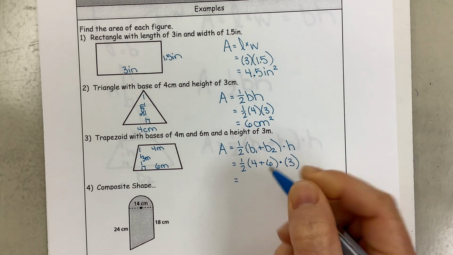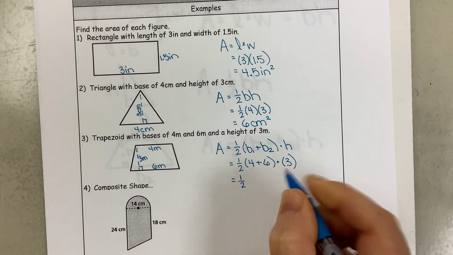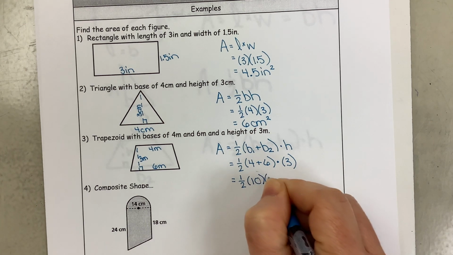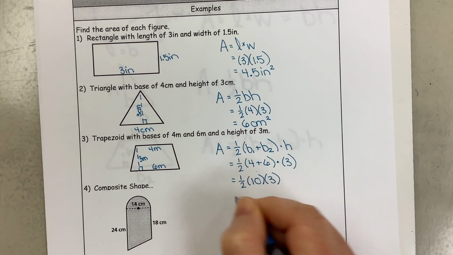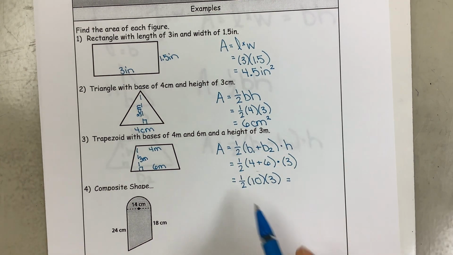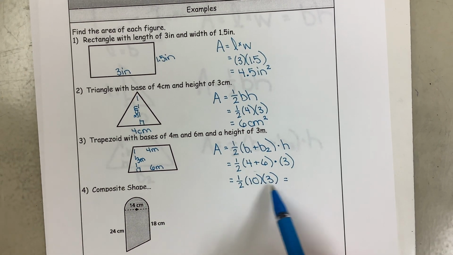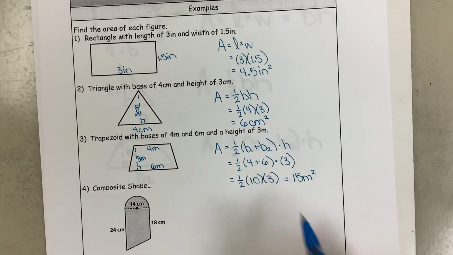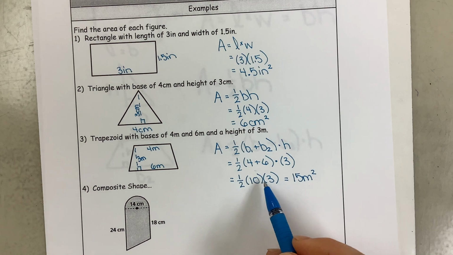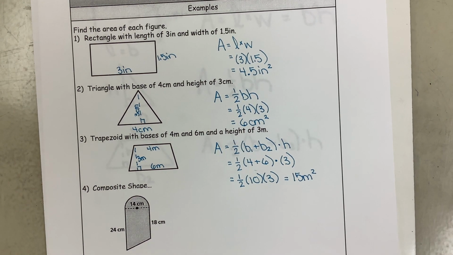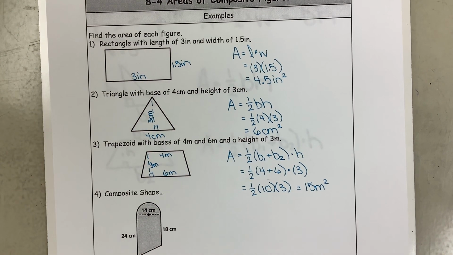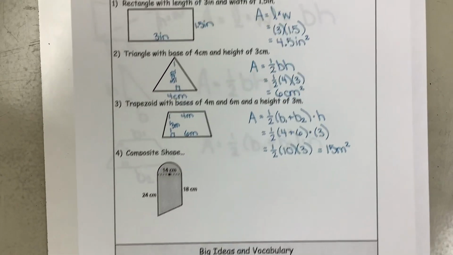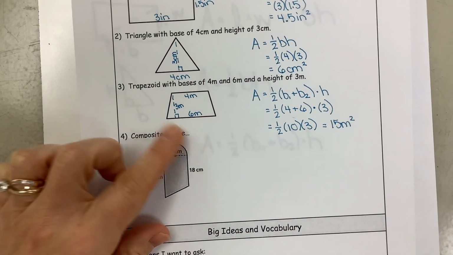Now, we have to follow PEMDAS, so it's 1/2, but we have to work this first. So 4 plus 6 is 10, right? And then we're going to multiply by the 3. You can easily work this one out. Half of 10 is 5. 5 times 3 is 15 meters squared. You could have also done 10 times 3 is 30 and cut that in half. So that is review. Those are 6th grade standards. But now we're going to put it together for something such as this.